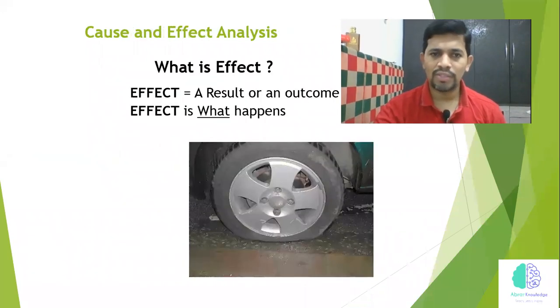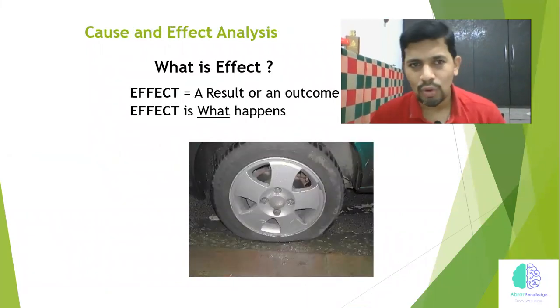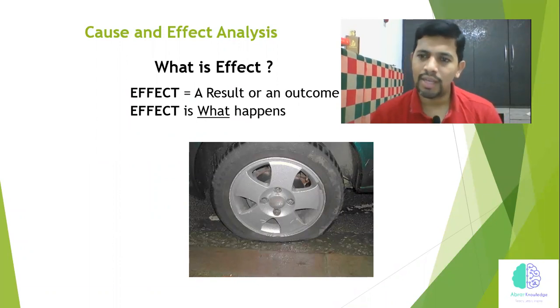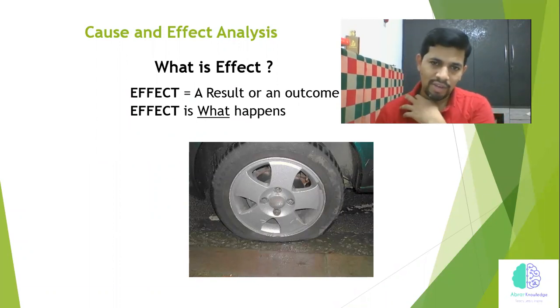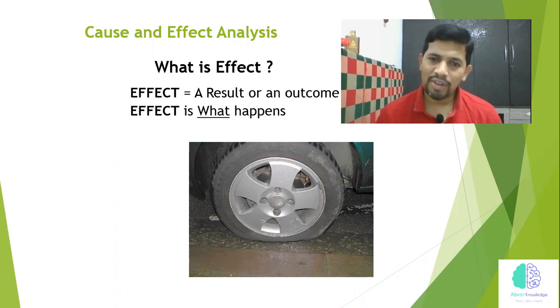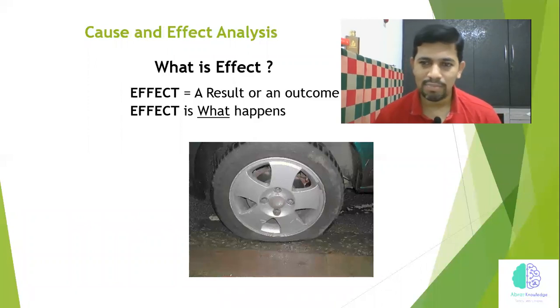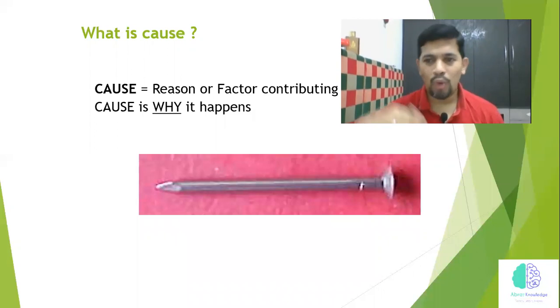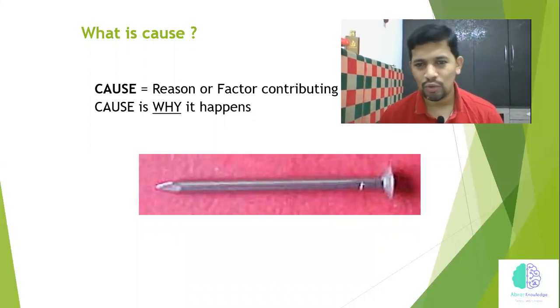So another one, I'm going to the third tool called the cause and effect diagram, or cause and effect. First, we will understand what is cause. Effect is the result of an outcome, right? Effect is what happened. For example, you can see that this wheel has punctured. So this is the effect. Why is that wheel punctured? Maybe because of a needle which could have pricked, or it could be another factor as well.